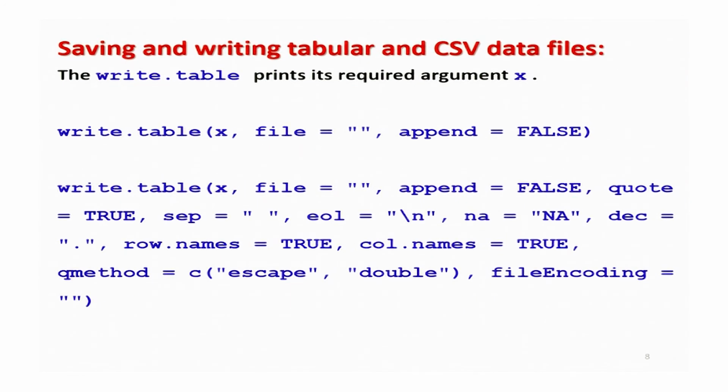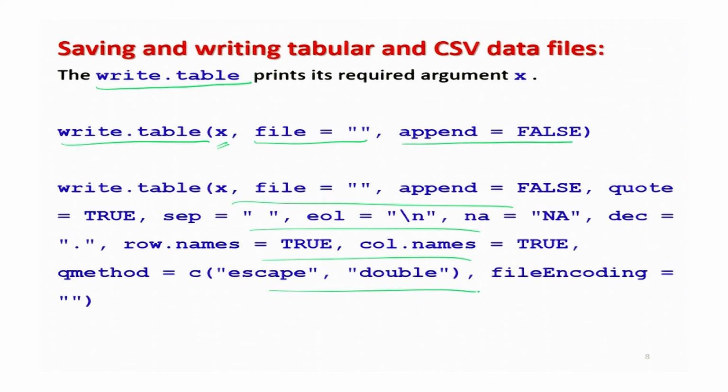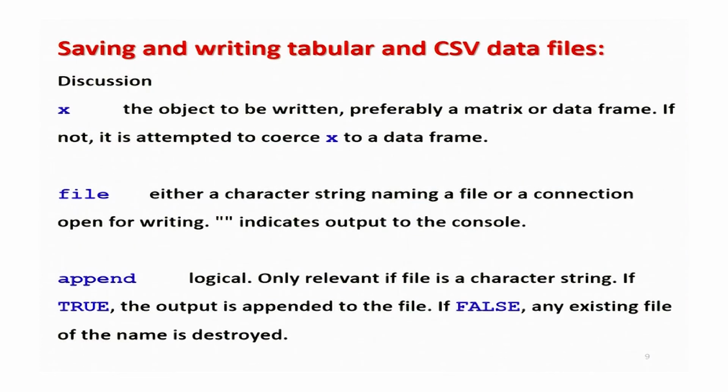And similarly, if you want to write the tabular data file, you have a command here, write.table, and the format is the same. Within the parenthesis you write down the content, the outcome, and then the name of the file, and then you use append equal to true or false. And after that, similar to write.csv, we have many more options which I am trying to give you here.